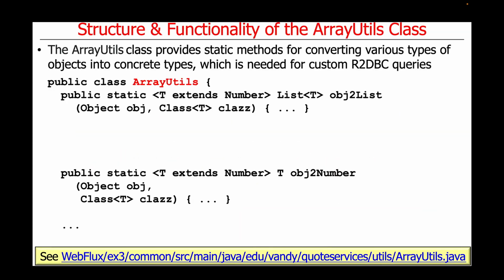So there's one final class here that's part of the common portion that's relevant, and this is the ArrayUtils class. And this provides a bunch of static methods that can be used to convert various types of Java objects into their concrete types. And we need this because of the way that R2DBC handles custom queries. For reasons that somewhat escape me, R2DBC doesn't have a way of being able to convert elements in the database in a custom query from whatever the element is into its type. So you have to convert it from an object into a string and then into the type.